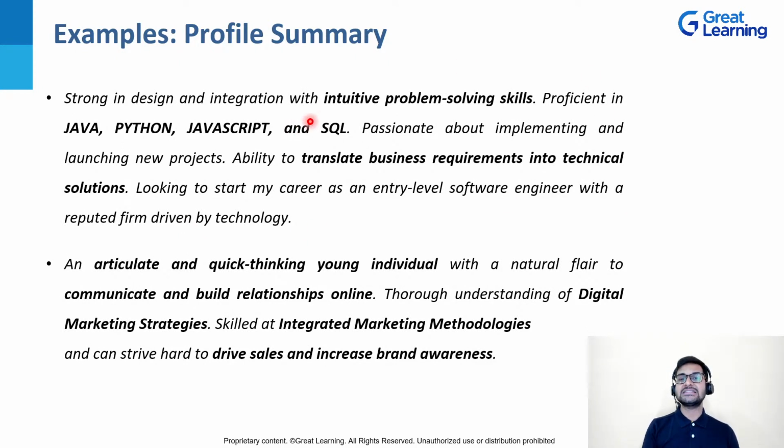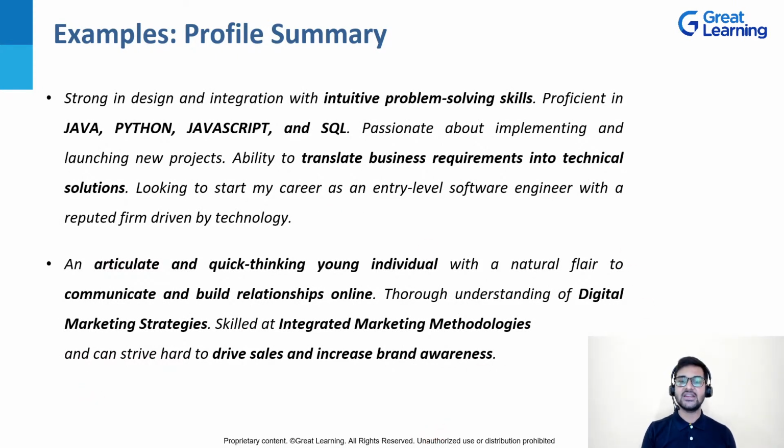So this person has clearly highlighted his soft skills, his analytical skills, his technical skills, his basic ability in the business world, and then what he actually wants to do. He wants to start his career, or she wants to start her career, as an entry level software engineer with a reputed firm driven by technology. So that's how you mention it. It's just two to three sentences, very few words, and gives a very clear idea about the skills and the strengths of the person who's applying to that particular job role. Similarly, here's an example.